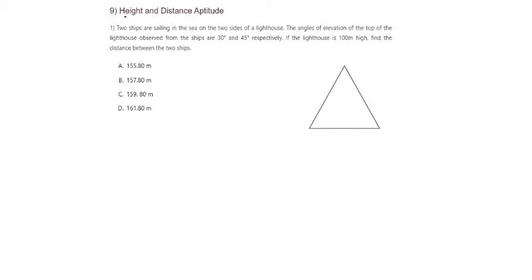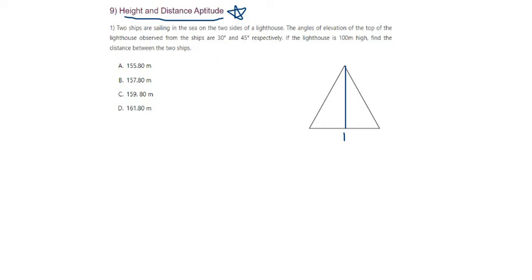Now let's quickly solve this height and distance aptitude problem, which is also very important, and which you get in different patterns and types. So let's see. Two ships are sailing in the sea on either side of a lighthouse. Let's assume this is a right angle triangle, and we have a lighthouse. Here the angles of elevation of the top of the lighthouse observed from the ships are 30 degrees and 45 degrees. If the lighthouse is 100 meters high, find the distance between the ships.